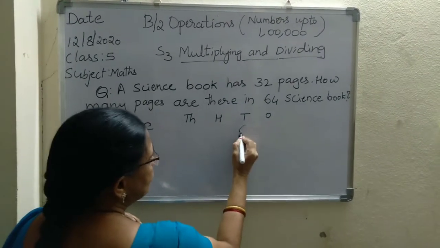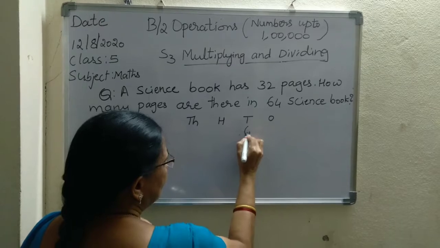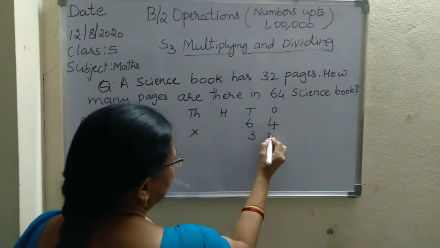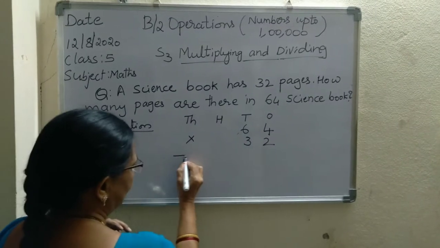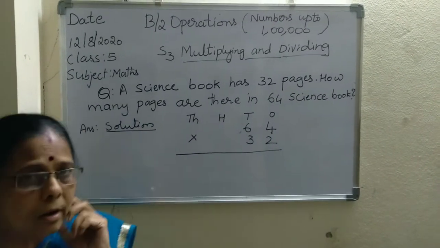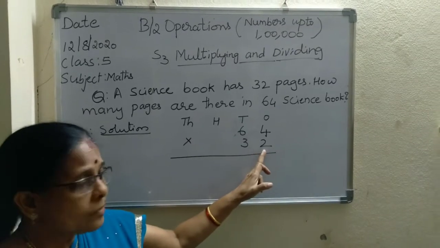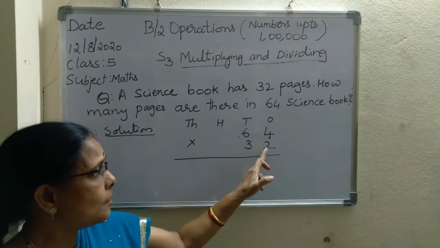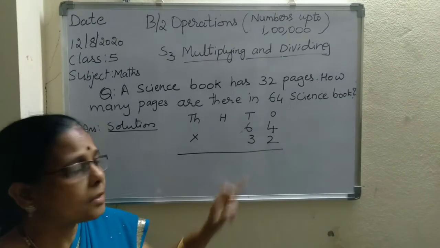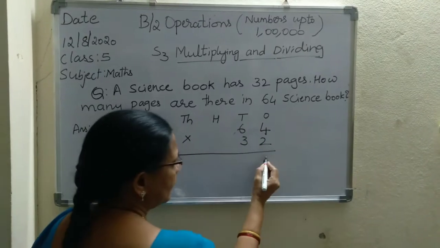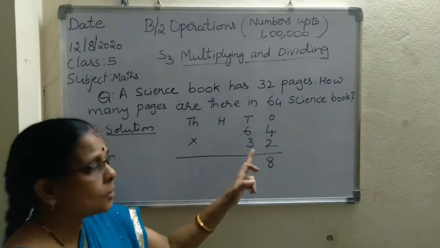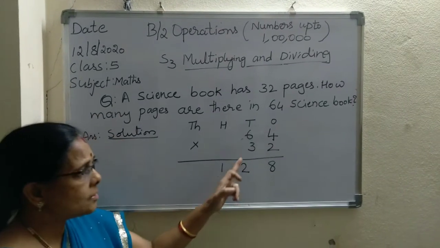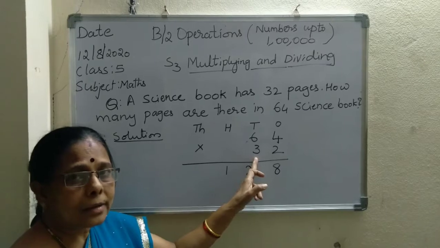See, 64 into 32. Now, how will we multiply? Here we start from the ones place, ones by ones, then ones by tens. So now 4 twos are 8, 2 sixes are 12. Next we'll start with the tens place.